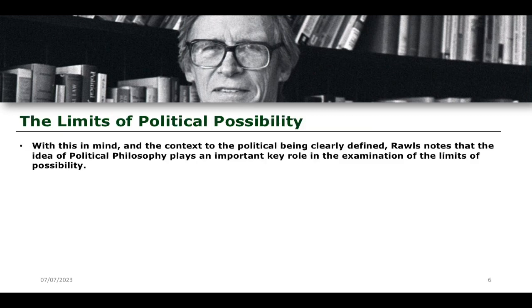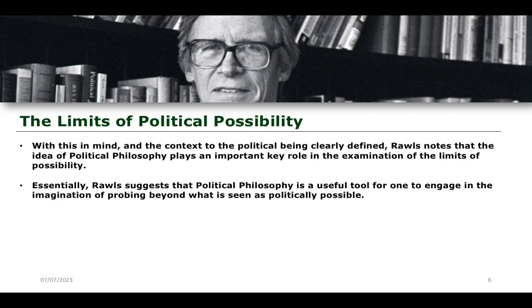And so with this in mind, and given the context that we have of the political being clearly defined, what Rawls notes is the idea that political philosophy plays an important role in the examination of what he describes as the limits of possibility. So essentially, Rawls suggests that political philosophy is a useful tool for one to engage in the imagination of probing beyond what is seen as politically possible. And this is really where we start to see a contrast between how he understands political philosophy to be the practical application, which is what we saw in earlier slides.